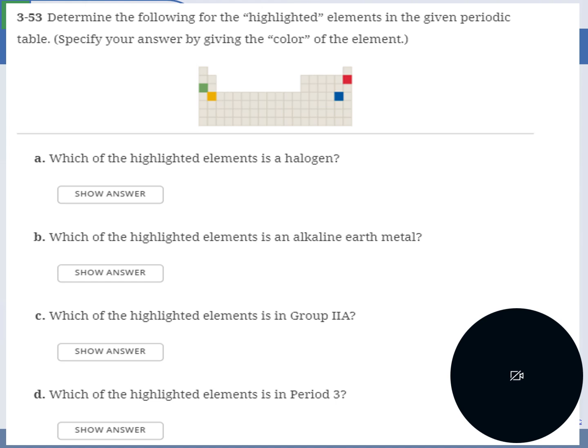A little bit more practice with our periodic table. We'd be looking for a specific color to answer the question. So we're looking for the highlighted element that's a halogen. That's found in group 7A, so that's our blue. Which of the highlighted element is the alkaline earth metal? I always remember that that has 2 parts to its name, so that's in group 2A, so that is the yellow.